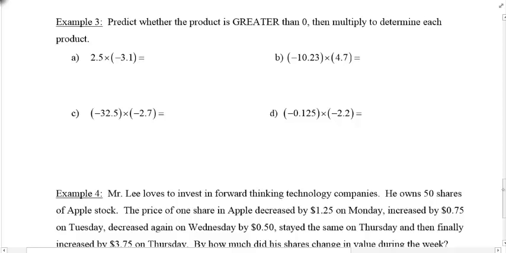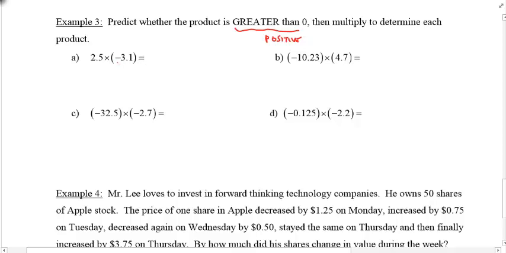In this case, I'd like you to predict which product is greater than 0. That's just another way of saying positive. And then multiply to determine the amount. Okay, and when I ask you to multiply, just use your calculator. That's all you need to do. Okay? Which ones are greater than 0?